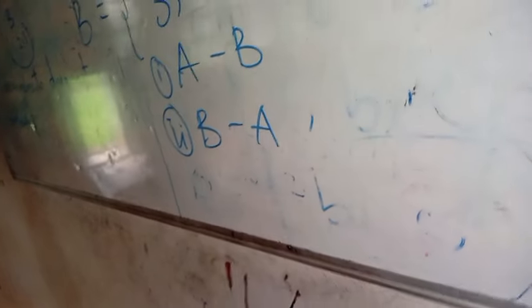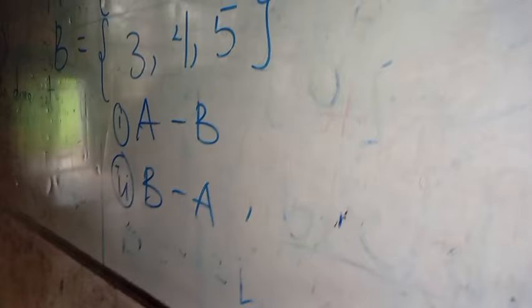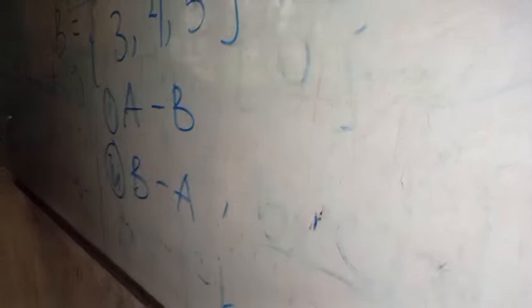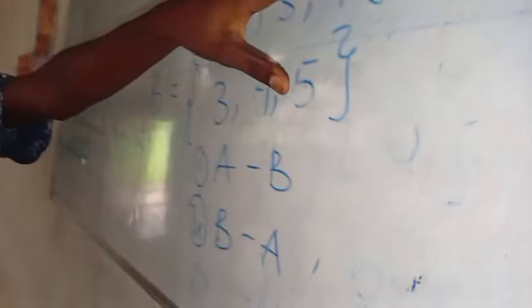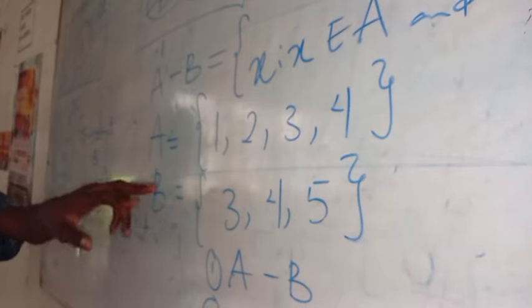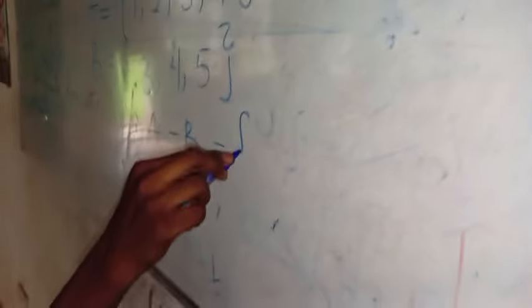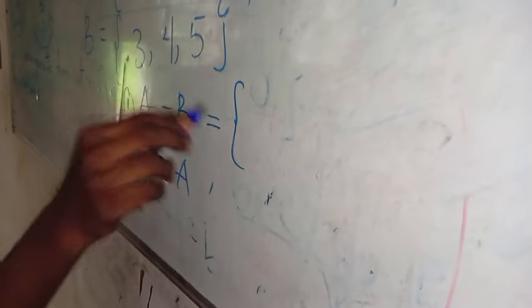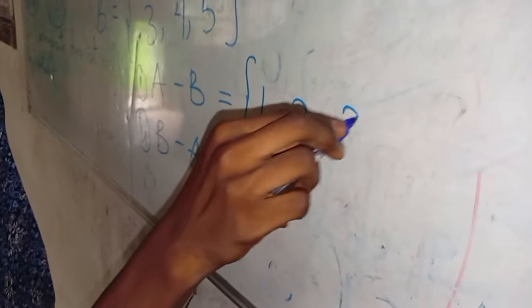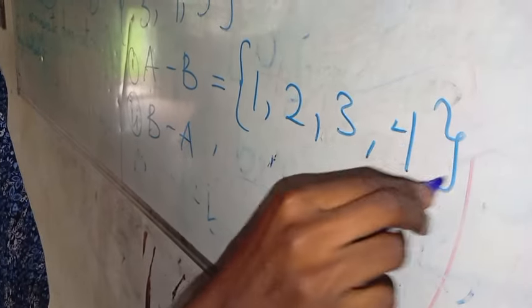Please, let's all look at the board now, because it's time for us to break up the problem. A, 1, 2, 3, 4 are the elements. In B, 3, 4, and 5 are the elements, right? And we are asked to do Roman figure 1, A minus B, Roman figure 2, B minus A. Now, let's take it from the lightest stage. What are the elements in A? 1, 2, 3, 4. Minus what? What are the elements in B?